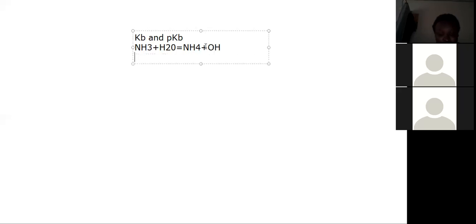So if you have to find the Kb, bear with me, the Kb will become NH4 plus into OH minus, all over NH3. You neglect the water, so all over NH3.